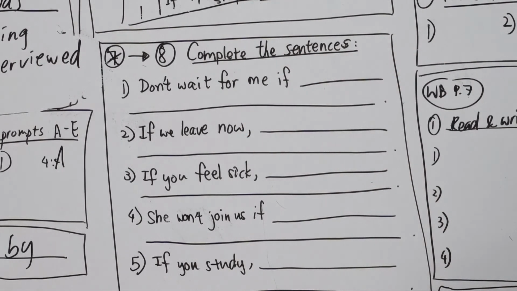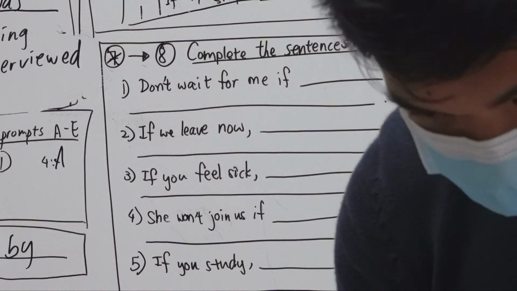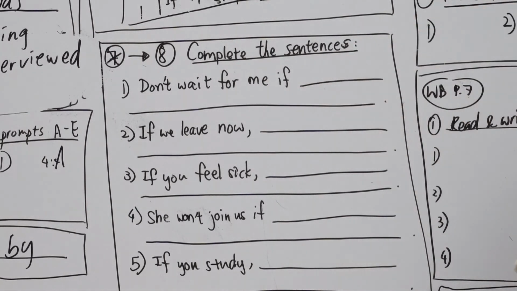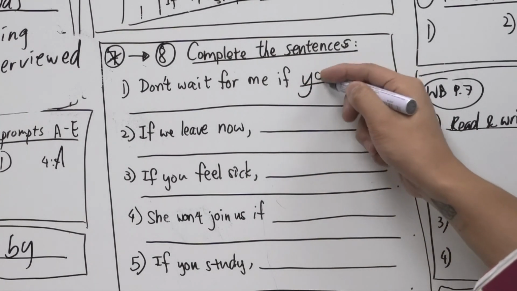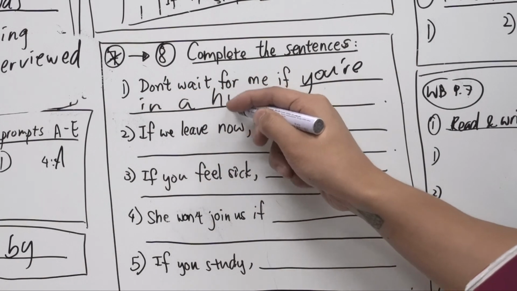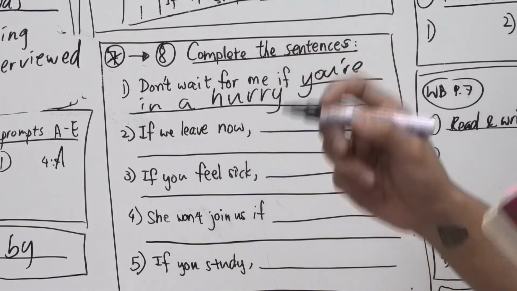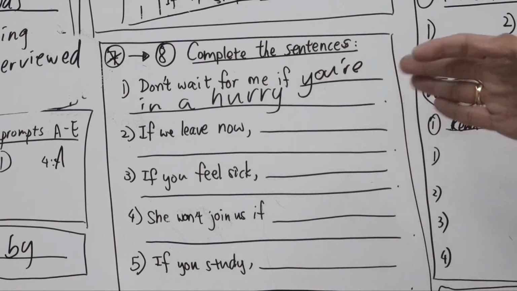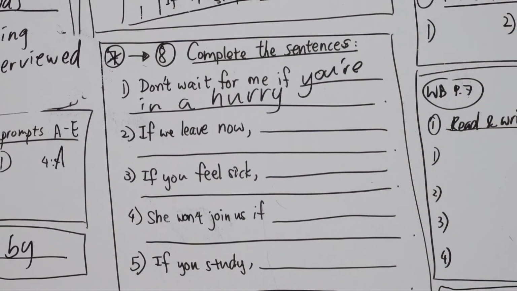So for number 1, don't wait for me if. Why will someone wait for you? If maybe you are in a hurry. If you are in a hurry, they're in a hurry to go somewhere, right? So maybe I can say, don't wait for me if you are in a hurry, right? Or don't wait for me if I am, you are, alright? So these are simple. You are, I am, okay? If I am not there by 1 minute, right? Easy.